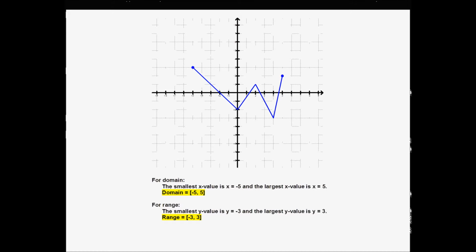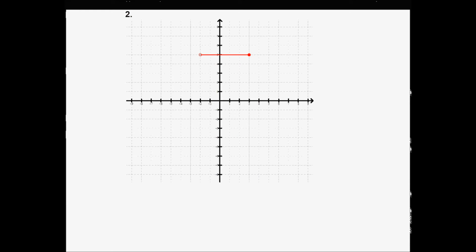Let's try another one. I've got just the straight line segment. Okay, this is an open dot. This one is filled in. That's the point -2, 5. This is the point 3, 5.